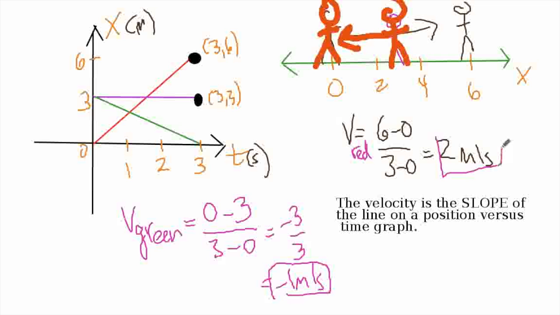Okay, so notice the first velocity, the red velocity, was 2, and the velocity associated with the green line is negative. I notice that the green line has a negative slope, a negative slope of minus 1. So again, the velocity is the slope of the line on a position versus time graph. All right, very good.